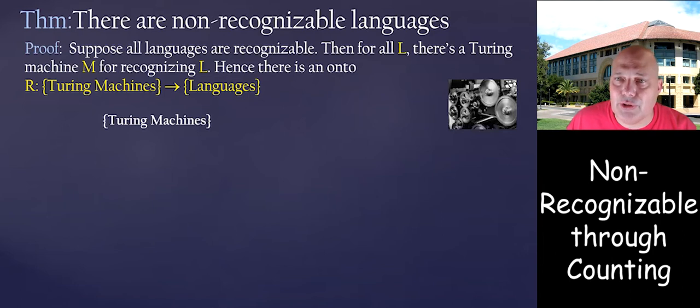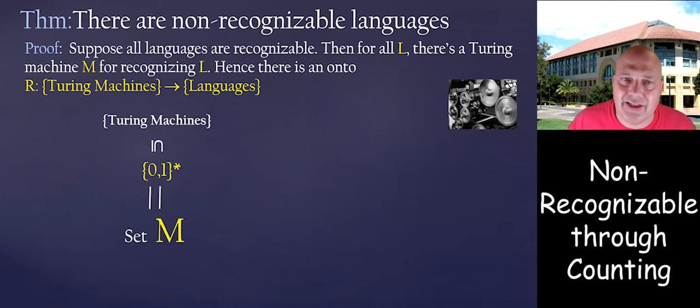Let's look at Turing machines. Turing machines can be encoded, so they are a subset of 0, 1 star. If we think about the encoding of a Turing machine, it is a string, and therefore Turing machines are encoded in 0, 1 star. So this is the set M.